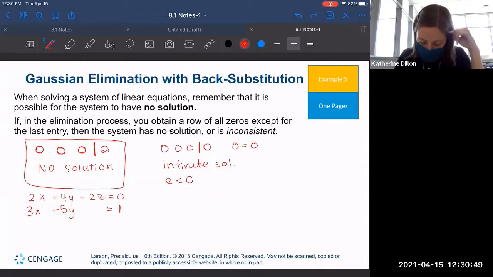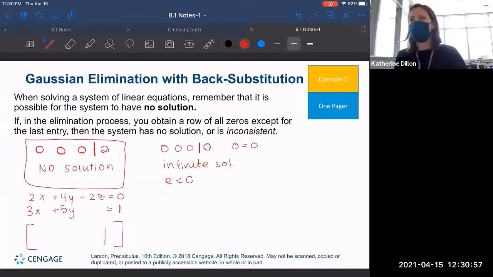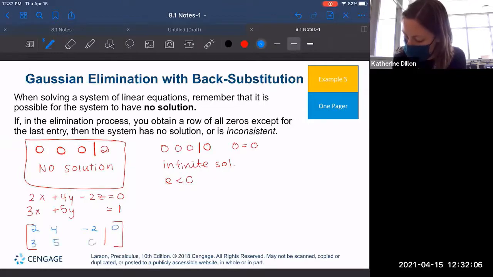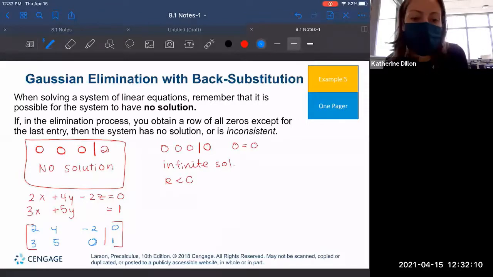But go ahead and turn this into a matrix because we're going to do this example fully. Go ahead and turn this into an augmented matrix. Okay, so we should have 2, 4, -2, 0, 3, 5, 0, 1. We have to put a 0 there. We can't just leave it blank.